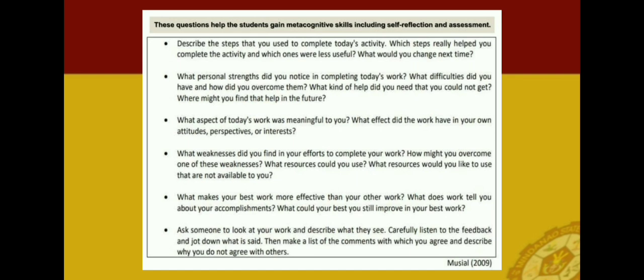For example, describe the steps that you used to complete today's activity. Which steps really helped you complete the activity and which ones were less useful? What would you change next time? And so on. The reflection questions help students think about their strengths, challenges, and progress, allowing them to assess their own work and identify areas for improvement. This process helps students develop important skills like self-reflection and problem solving.